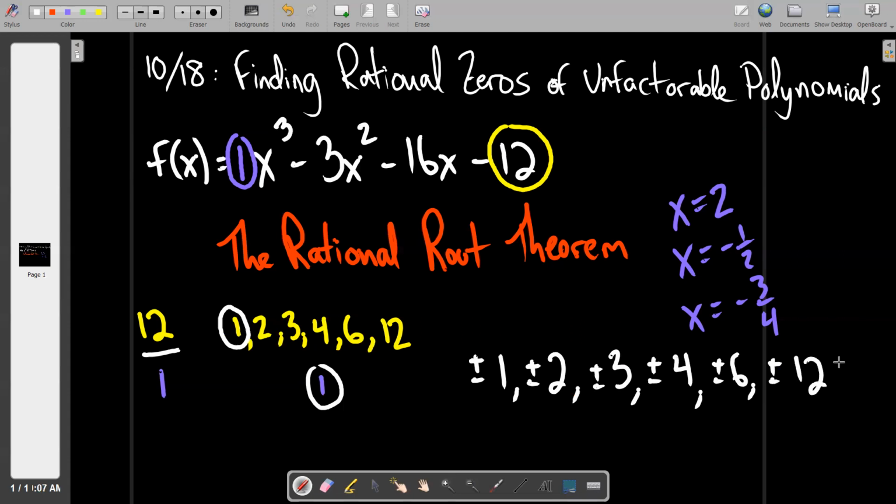And listen, you're going to think, my God, that's a lot. There's going to be a lot more as these get harder. Right now, there are 12 possible candidates for places where this graph could cross or touch the x-axis. 12 of them: 1, 2, 3, 4, 6, 12, and then the negative versions of all of those as well. Which leads me to this question: how am I supposed to know?